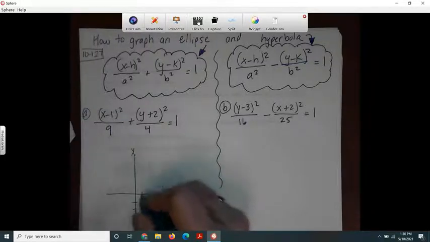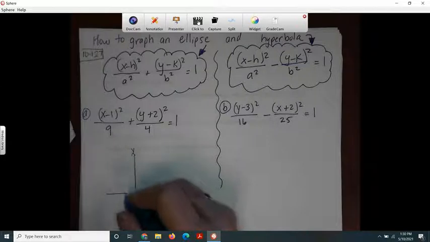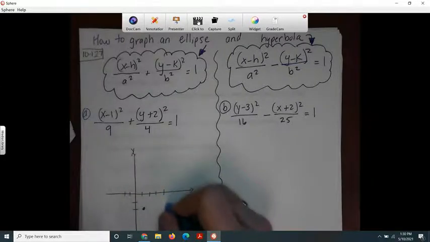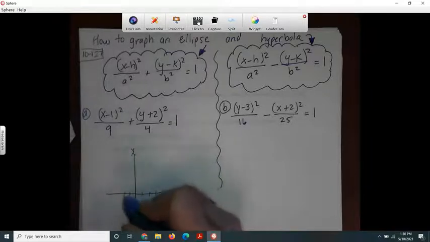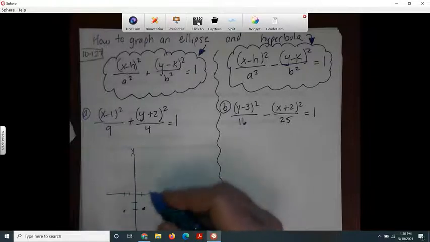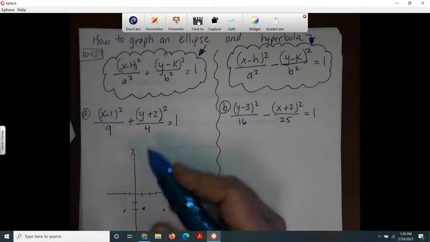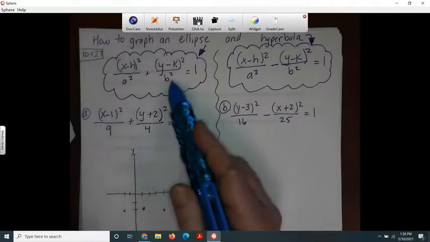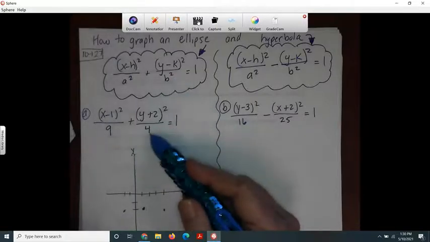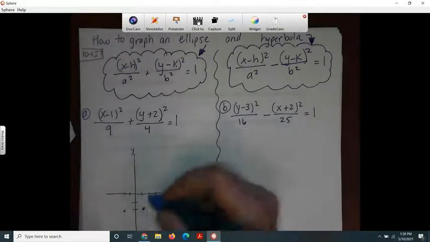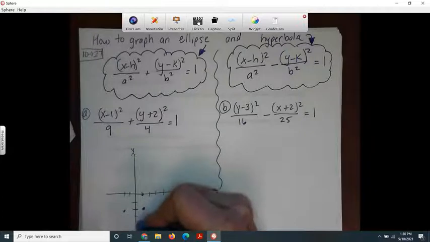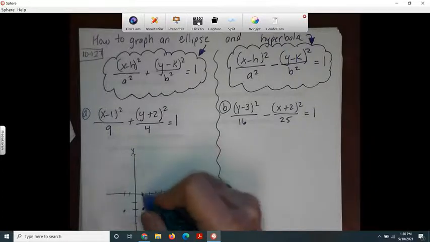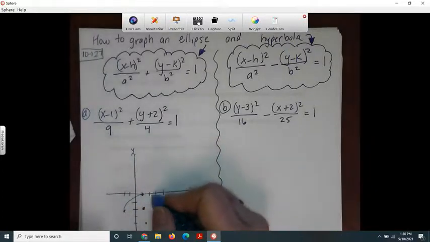If this is 1, my marks aren't very nice. And then I'm going to go up and down by 2 because b squared, b must be 2 here. And that's in the y direction. So up by 2, down by 2. I don't need Desmos to do any of this. It's pretty simple. Okay, that was faster than booting up my computer and getting the Desmos.